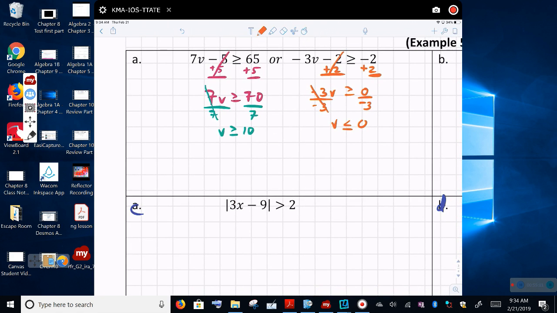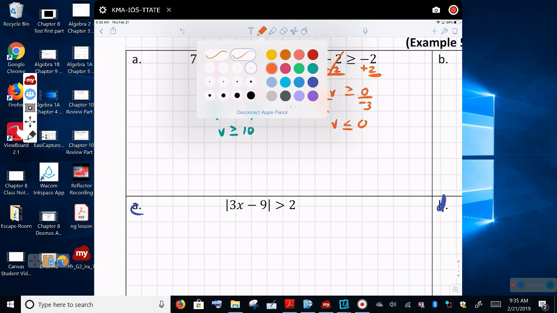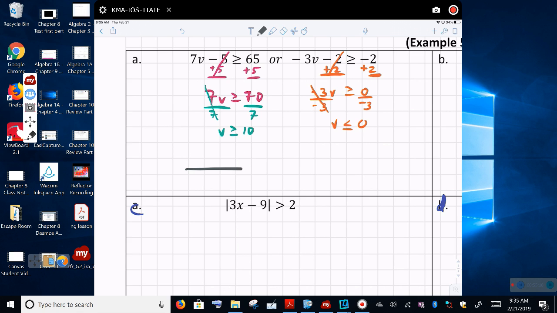So now I have two inequalities. I want to graph both of them. Okay? Let me make a number line. This time, I have two numbers that I care about. And remember, we go smaller numbers on the left to bigger. So make sure you put the 0 on the left, and then the 10 on the right. I don't really care if you put all the numbers or tick marks in between.